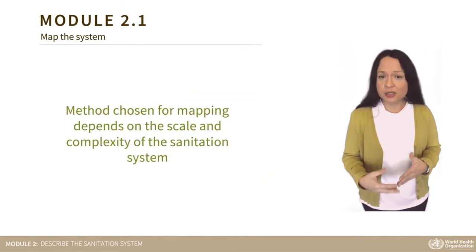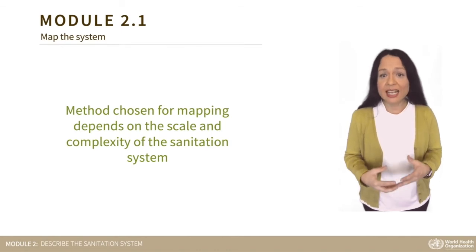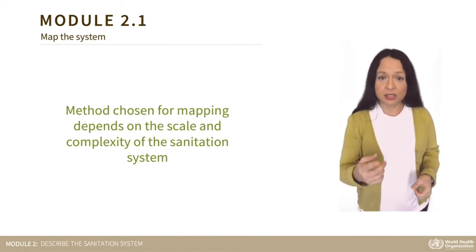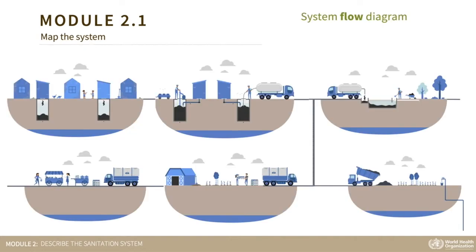The method chosen for mapping will depend on the scale and complexity of the sanitation system. For some projects, it might be useful to map using a system flow diagram, which tracks the path of all fractions of the waste. Here, for instance, we have a sanitation system of a city with an on-site sanitation system. Here you can see how the whole sanitation system is described. We have the toilet, containment, storage, treatment, conveyance, treatment, and reuse and disposal.